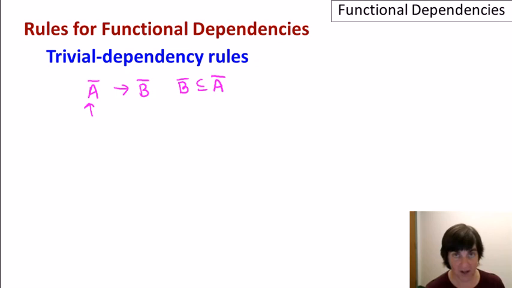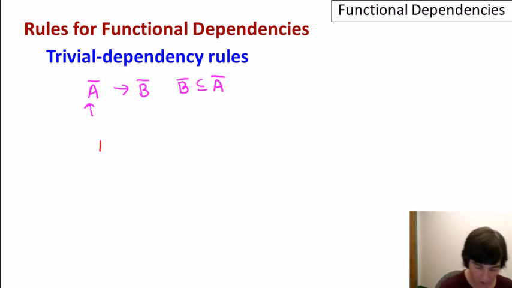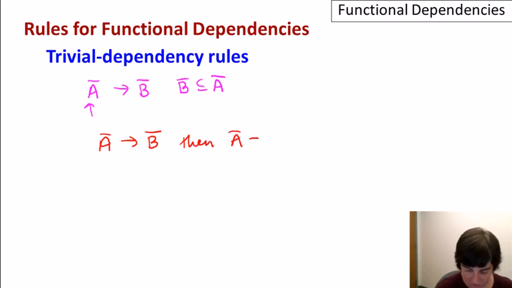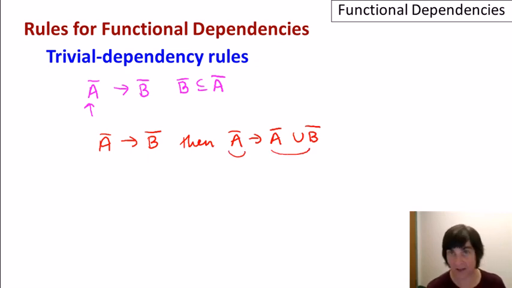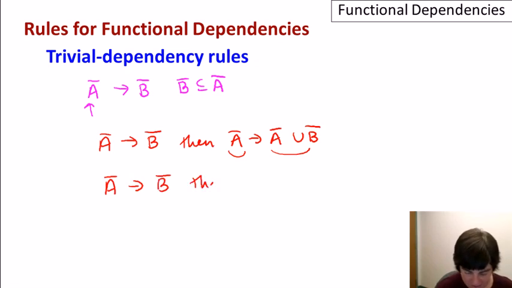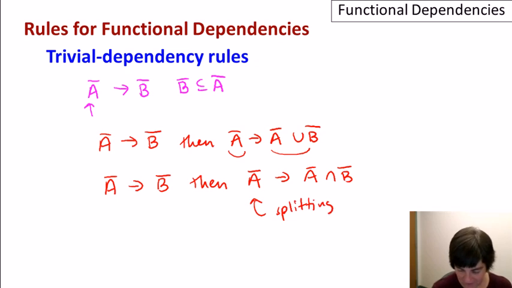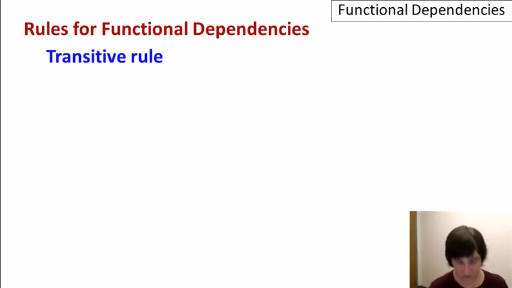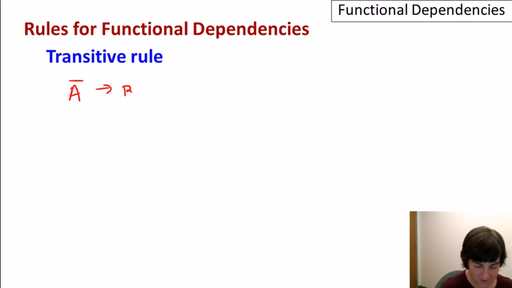Next, we have two trivial dependency rules. Let me remind you what a trivial dependency is. It's A determines B, where B is a subset of A. So in other words, every left-hand side determines itself or any subset of itself. And that's what drives the two trivial dependency rules. One of them says that if we have A determines B, then we also have A determines A union B. So in other words, we can add to the right-hand side of every dependency what's already on the left-hand side. Sort of as a converse, we can also say that if A determines B, then A determines A intersect B. Actually, this one is also implied by the splitting rule. So we have two different rules in this case that are doing the same thing.